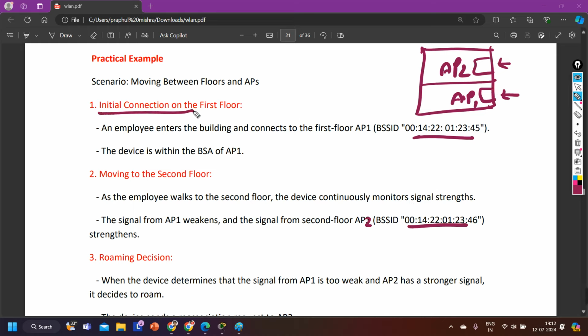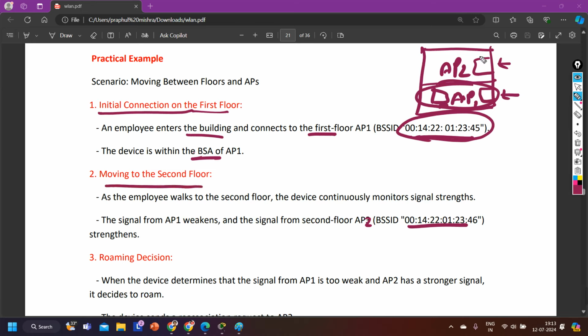So see, initial connection on the first floor: the employee enters the building and connects to the first floor AP, whose BSS ID is this one. The device is within the BSA of AP1, right? This is the geographical area of AP1. That means this is the BSA of AP1. So now my device is here at the first floor connected with AP number 1. That means my device is within the BSA of AP1.